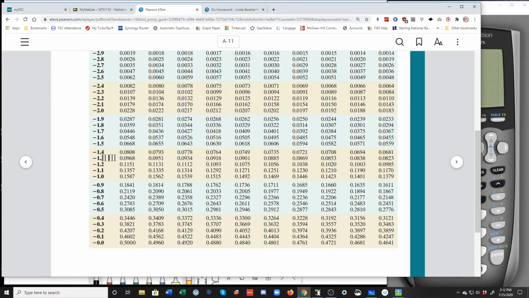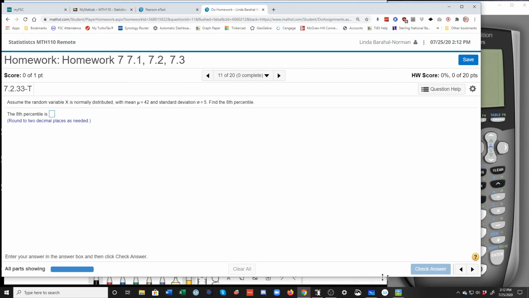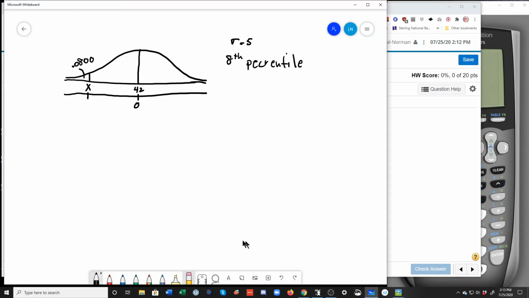All right, well, let's see. So that would be negative 1.40 or negative 1.41. So 79, that would be 7 away, and that would be 8 away. Yeah, I'm going to go with negative 1.40. So negative 1.40.